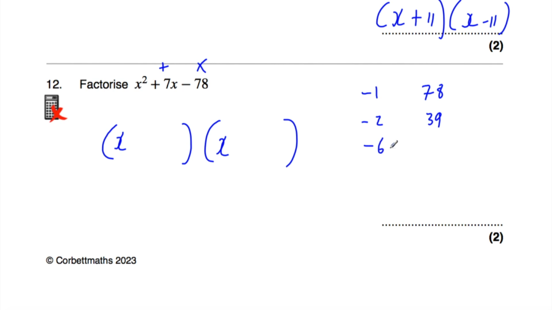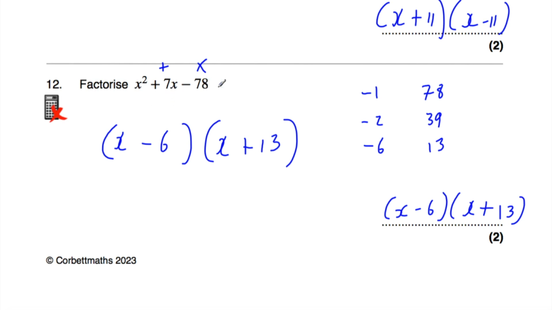Okay, let's try some other numbers. So now let's try negative 6 and 13. Negative 6 times 13 is negative 78. Fantastic. And they add together: negative 6 plus 13 is 7. So our answer would be x minus 6 and x plus 13. And we can check our answer by expanding our brackets. If we expanded those brackets, we would get x squared plus 7x subtract 78. And that's it. Okay, let's try our next question.